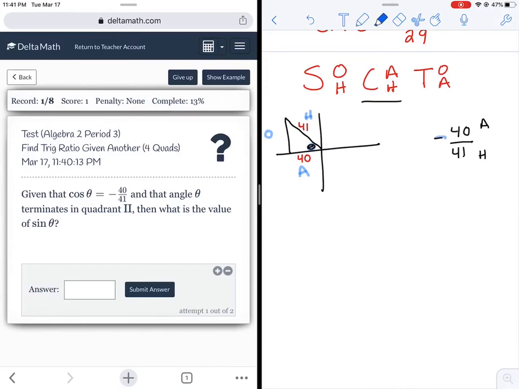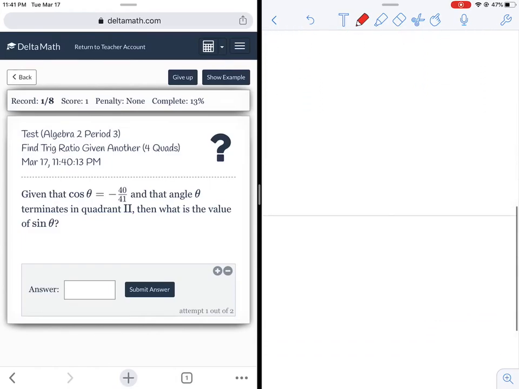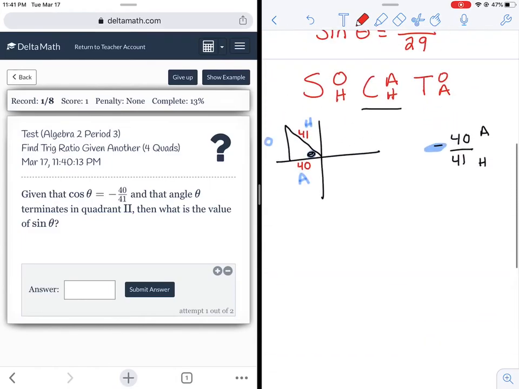Now, there is a negative sign. Let's determine which one's going to be the negative sign. Hypotenuse is always positive, so it's not going to be the hypotenuse. It does need to be this adjacent side. And again, if we think about this, I'm going in this direction. That is a negative direction. So that's why it's a negative 40.